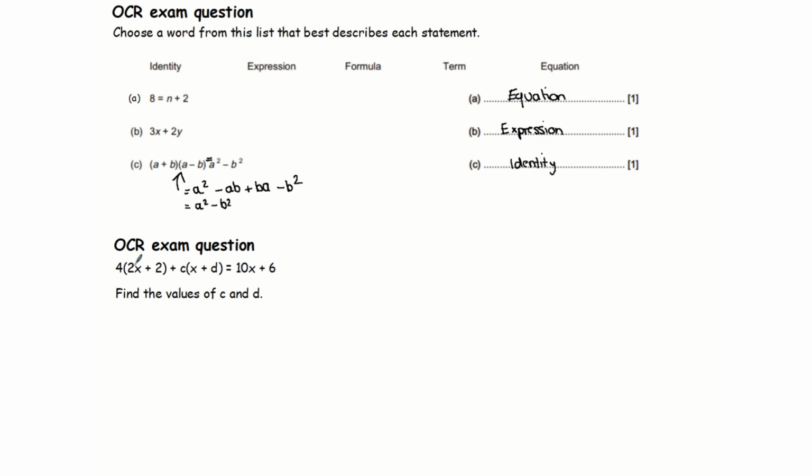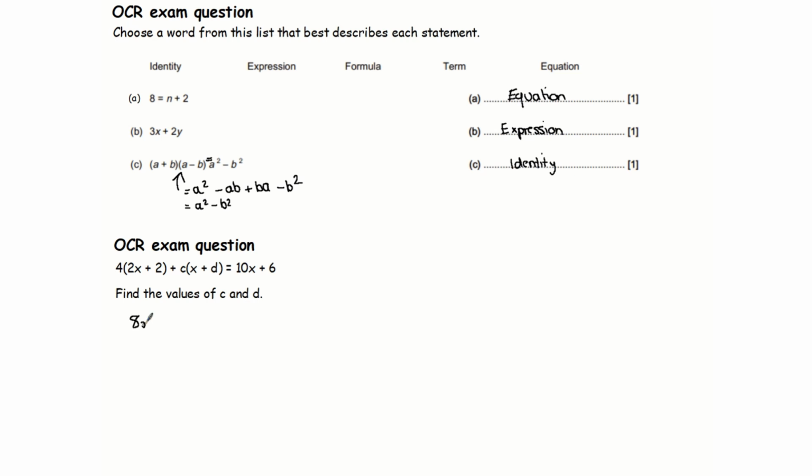So I've got 2 sets of single brackets. So what I'm going to do is start by this bracket, expand it, then expand this bracket here. Remember, it's asking me to find the values of c and d. So I've got something on this side, so therefore it's likely that this is going to be an identity question. So I'm trying to make this side equal the same as this side here. So first of all, I'm going to expand this bracket.